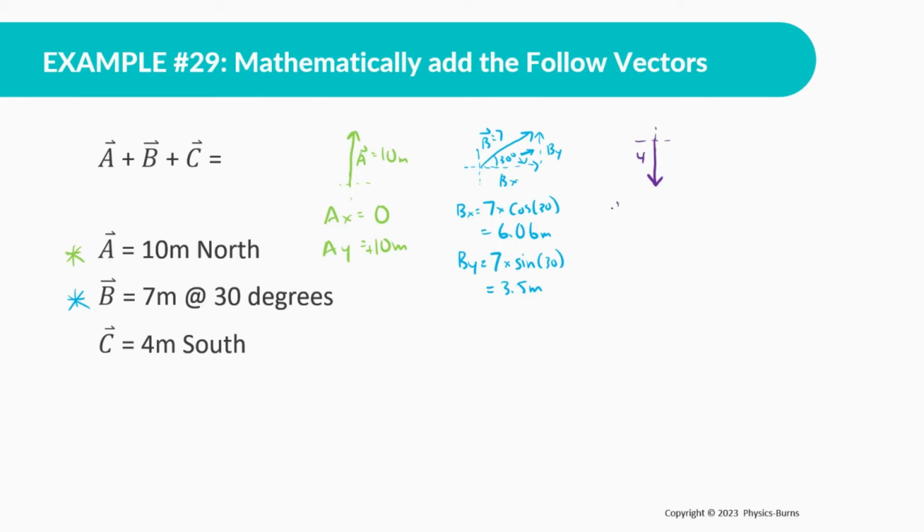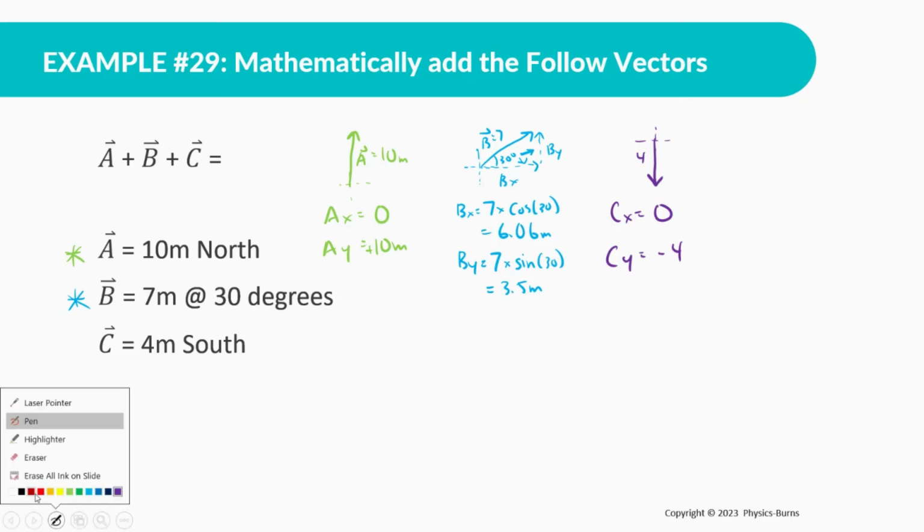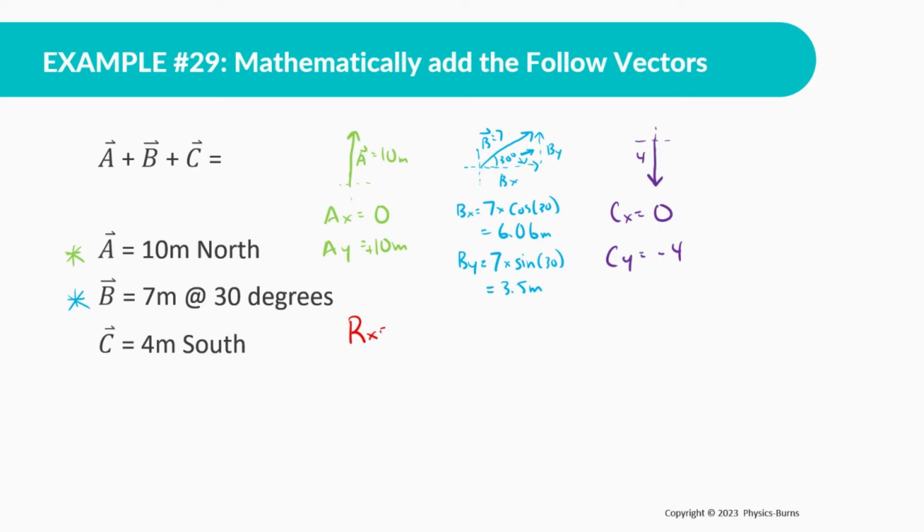And then C sub x is equal to 0. C sub y is equal to negative 4. Okay, and that's it. We have all the x's and the y's. So now the next step is adding everything up in the x and the y, finding the resultant vector. So in the x, we have 0 plus positive 6.06.